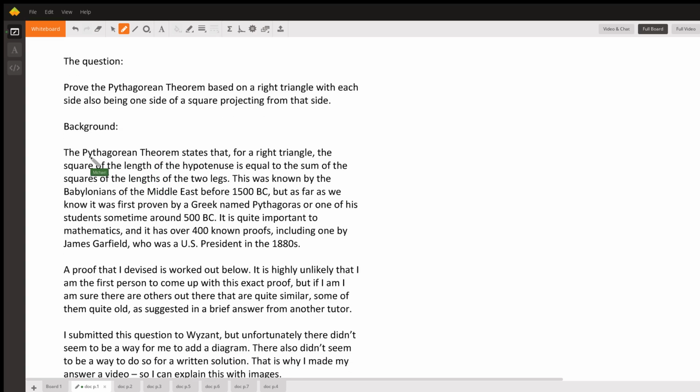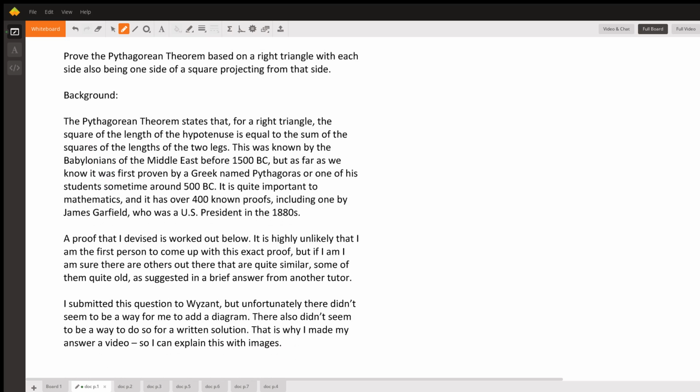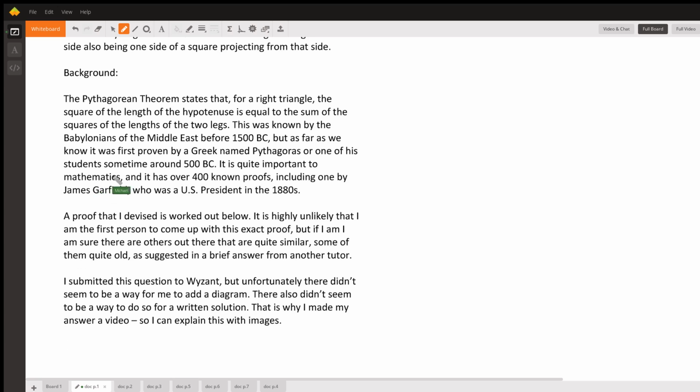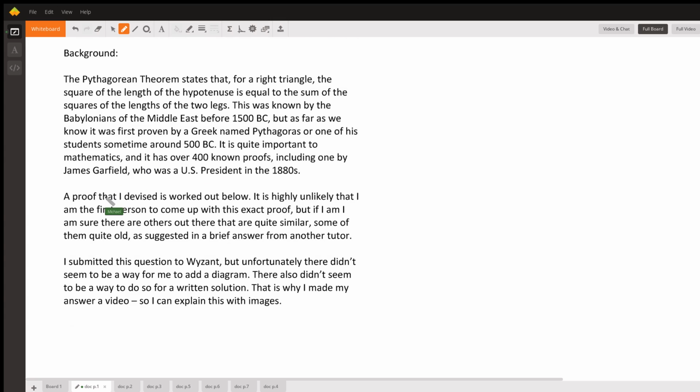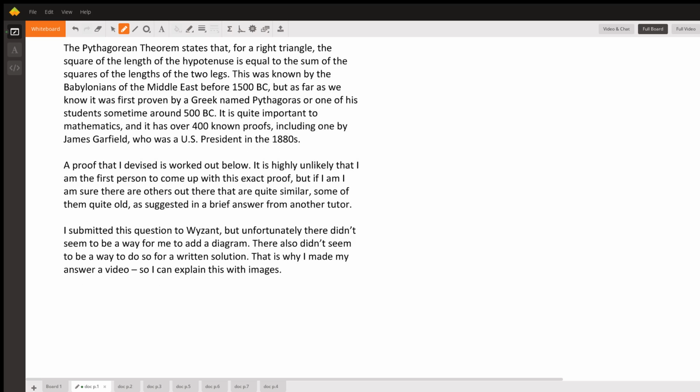You know what the Pythagorean theorem states, and it's been known from before 1500 BC, but as far as we know, it wasn't proven until Pythagoras or one of his students sometime around 500 BC. It's quite important to math. It has over 400 known proofs, including by a person who was a president of the U.S. in the 1880s. So a proof that I devised is worked out below.